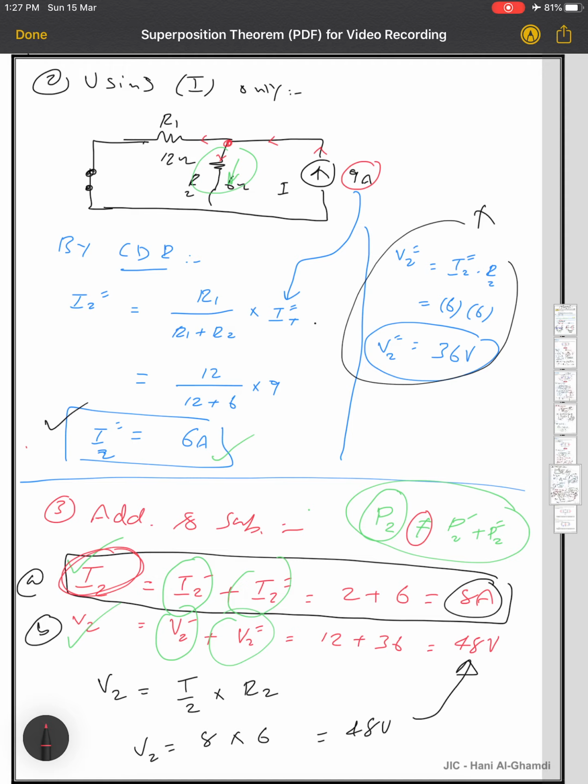So if you have a question that asks to find, for example, P2 here, what you need to do, guys, is bring the actual value of I2 without primes, I mean this value here, or V2, then just apply the power formula.